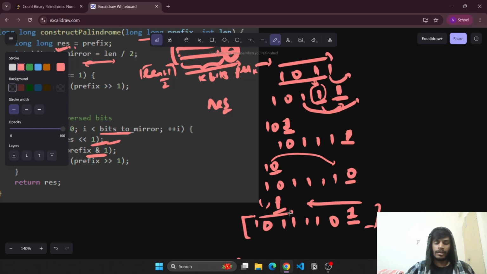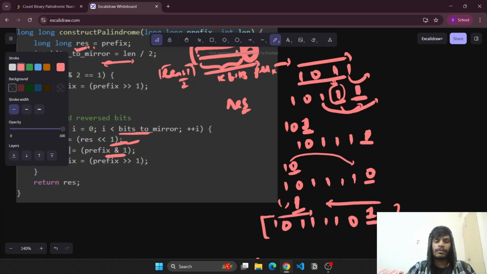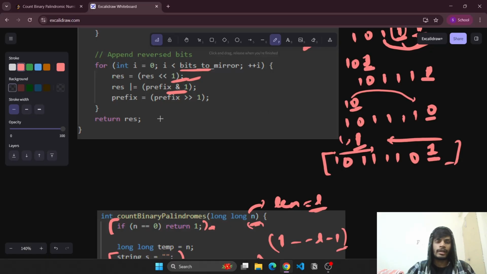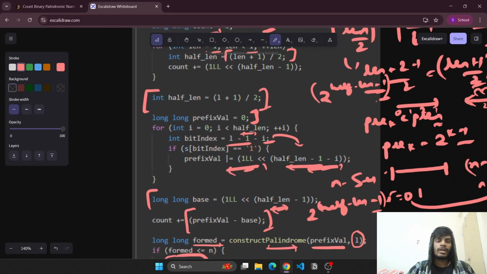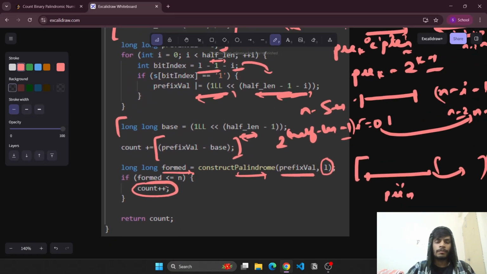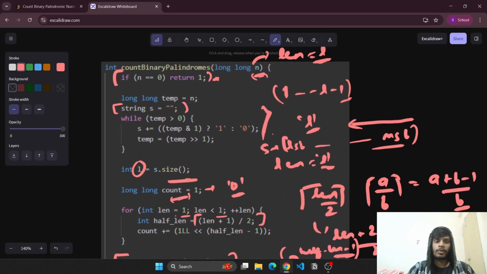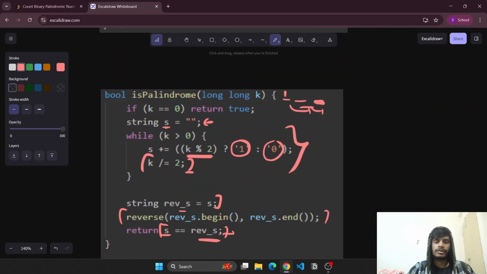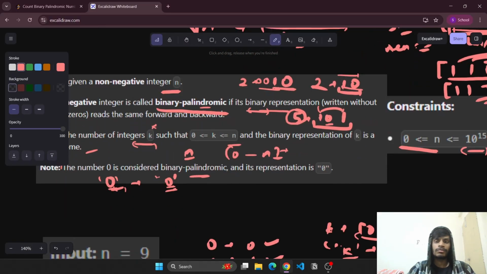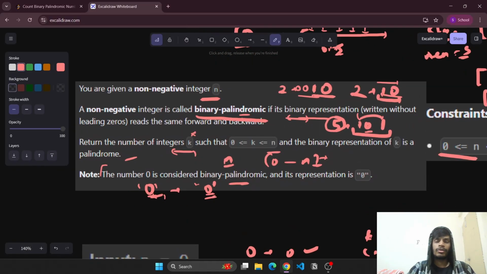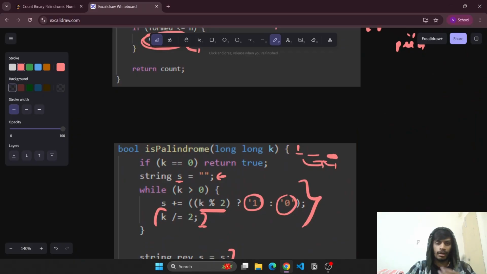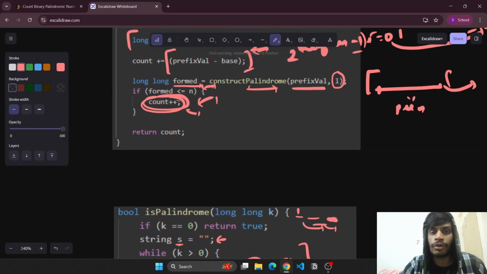It remains the same. Now we'll simply return this result, and in the end we are checking whether the string that we have formed is less than or equal to n or not. If it is, then we'll simply increase our count. So this was the overall approach for this problem. I hope you are able to follow, because it is pretty lengthy as well as pretty hard. So you need to try and make observations on your own.